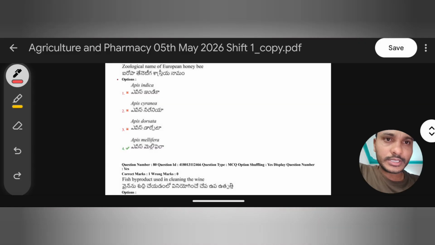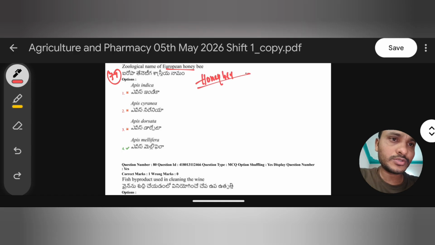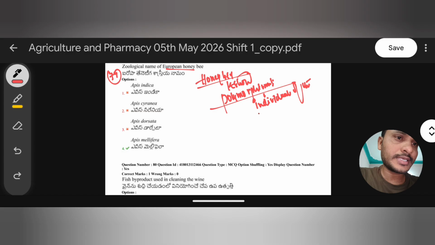Okay. So next one, 79th question here. Zoological name of European honeybee. Here we have different types of honeybees. Generally, do you know that honeybees show polymorphism? Very important. Polymorphism. It means that the individuals of the same species.